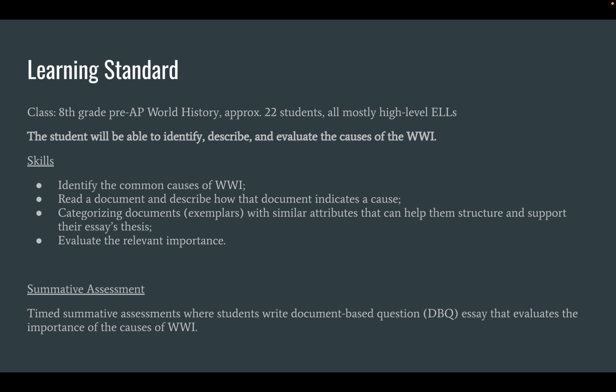This standard requires students to be able to do several things. One, they need to know what the causes of World War One are or were. They also need to come to this conclusion via documents and be able to describe how the document shows that particular cause. They will also need to evaluate the causes by organizing them in terms of their relative importance. And they will need to eventually write an essay in which they can justify their conclusions using said documents or documents that are similar to them.